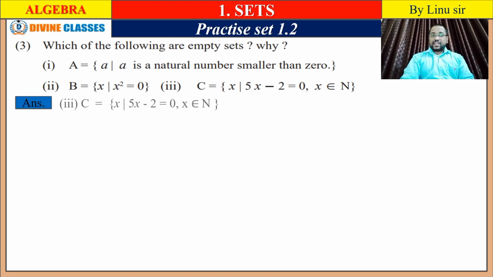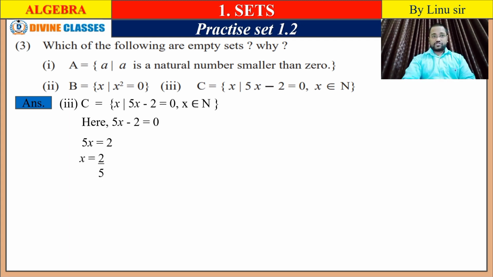Set C is equal to X such that 5x minus 2 is equal to 0 and X belongs to natural numbers, right? So here also, in the same way as we did earlier, we first solve 5x minus 2 is equal to 0. Therefore 5x is equal to 2, moving minus 2 to the right hand side, therefore X is equal to 2 upon 5.